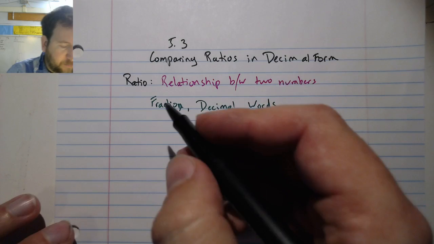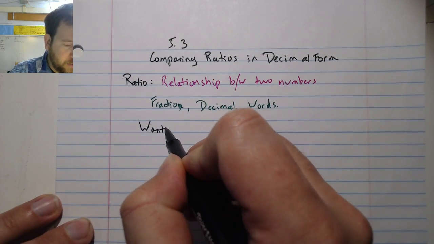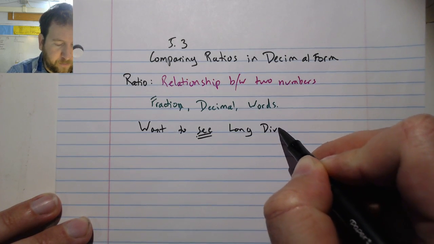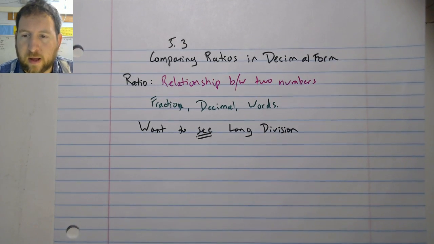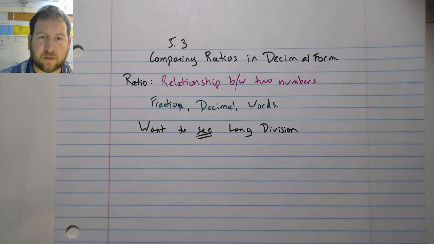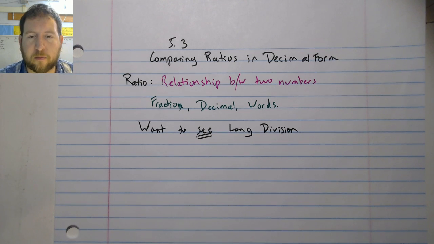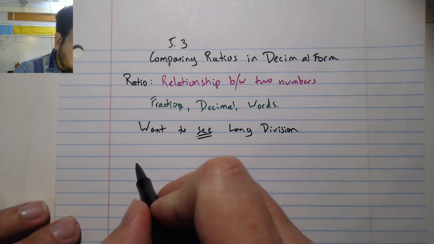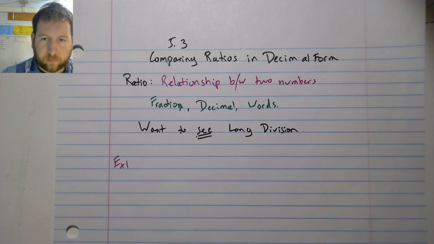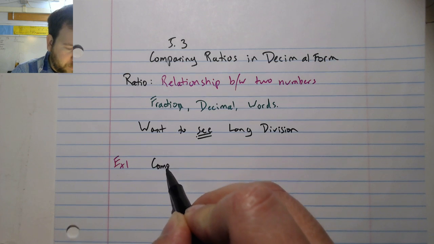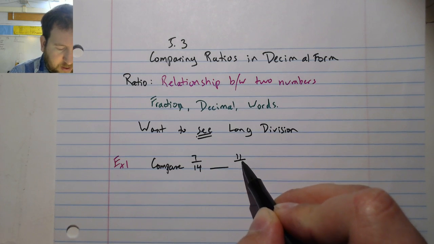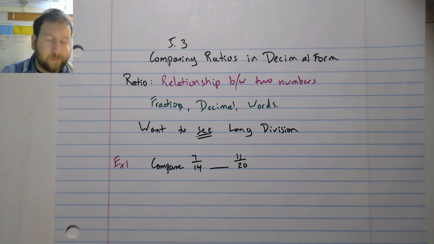Now I am going to be expecting long division. I want to see your long division on the homework. Let's take a look at a quick example. So if we were going to take a look at two decimals, and we're going to decide which is bigger. Let's write down my little example one. So I'm going to say compare 7/14 and 11/20.